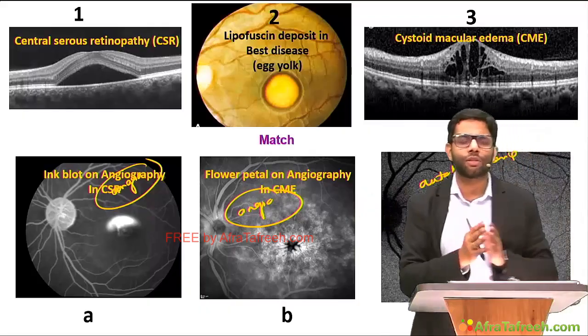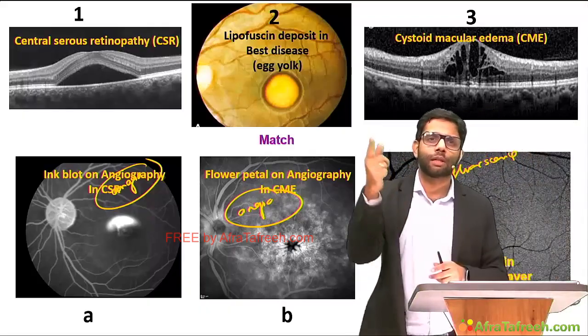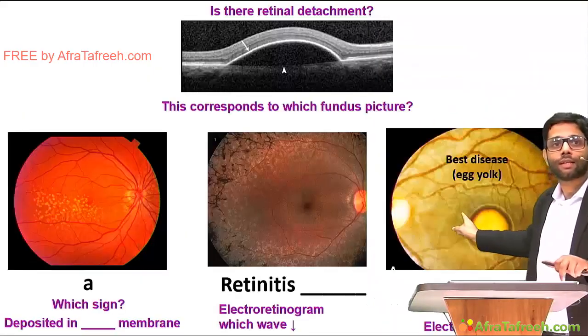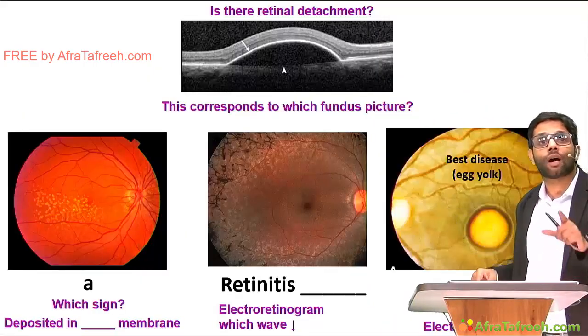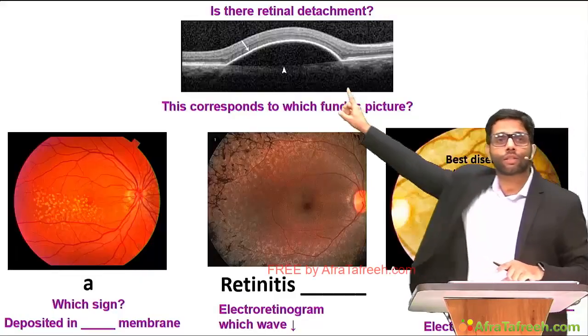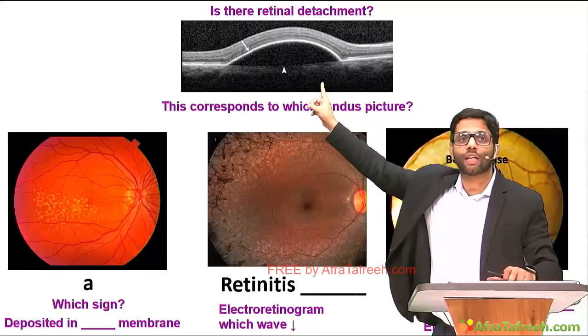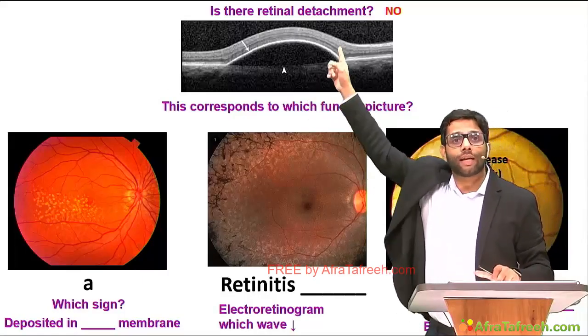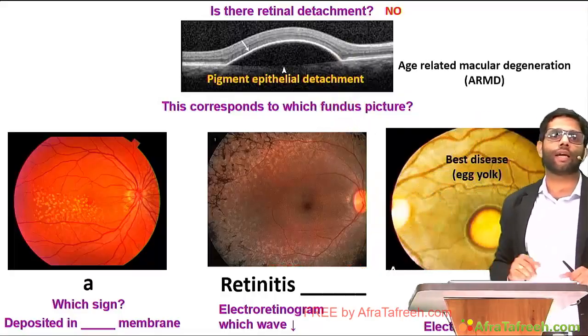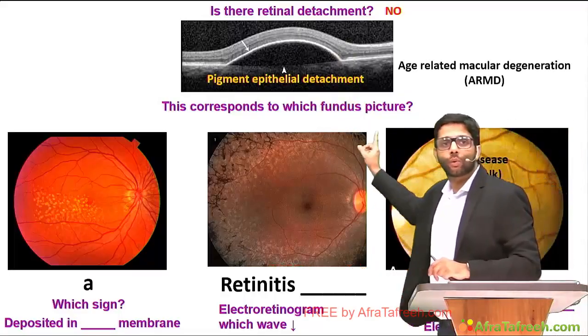Which is the other condition which is having symptom more, sign less? This is autofluorescence. Symptom more, sign less, that you see in Stargardt disease. So this is Best disease, but this is what? This is OCT, not central retinal detachment, because all the 10 layers are separated from the choroid. This is pigment epithelium detachment that is seen in age-related macular degeneration, which is matching to ARMD.